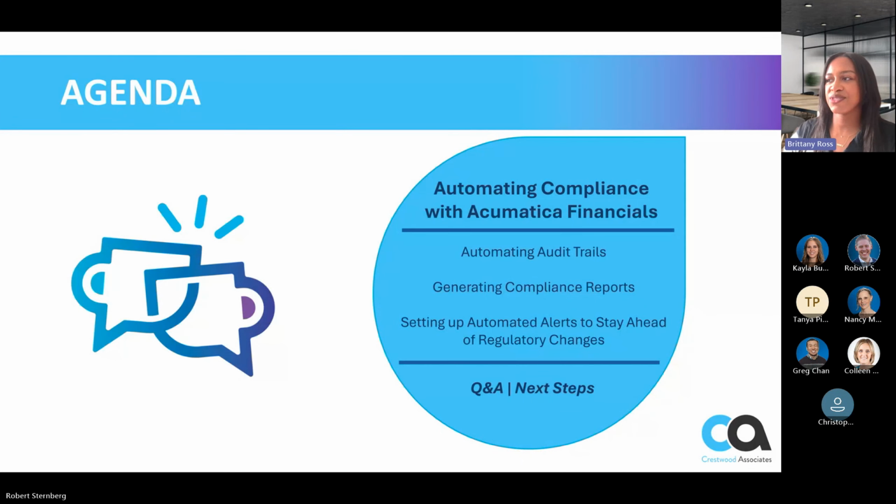All right, so let's get into our agenda for today. Today we'll be taking a look at how you can automate compliance with Acumatica Financials. Everything from automating your audit trails, generating compliance reports, and setting up alerts so that you can stay ahead of different changes are things that we'll be covering so that you know your requirements and you're ready for any audits. We have a lot of valuable content to cover, and we're excited to share this with you. With that, I will hand it over to Robert to get us started.